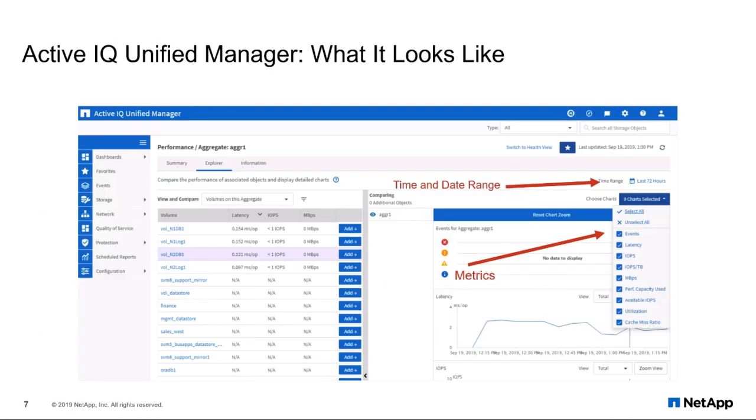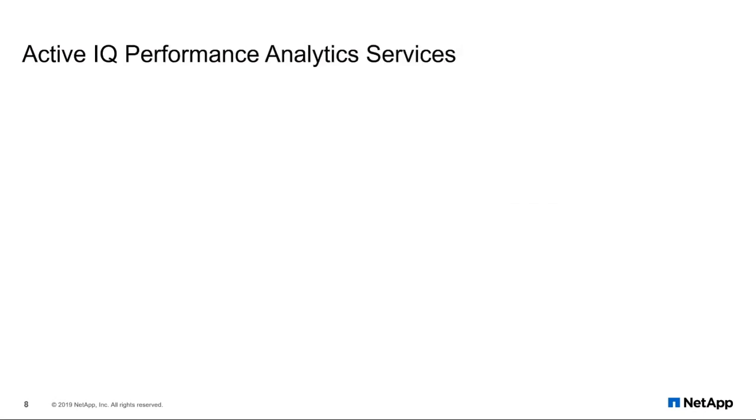The image that is seen here is a sample of the ActiveIQ Unified Manager Quality of Service tab. Notice that, among other things, you can select several different performance metrics to view and can change the date range to see a specific point in time. And now let's look at ActiveIQ Performance Analytics Services, or AIQ PaaS.